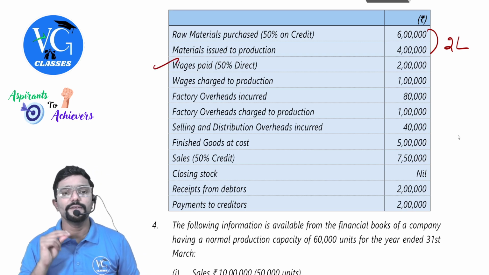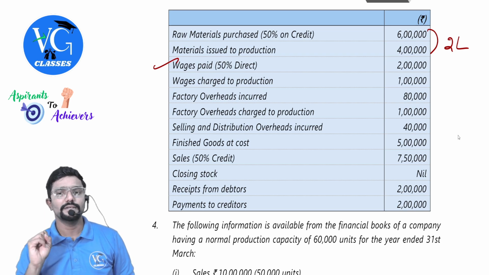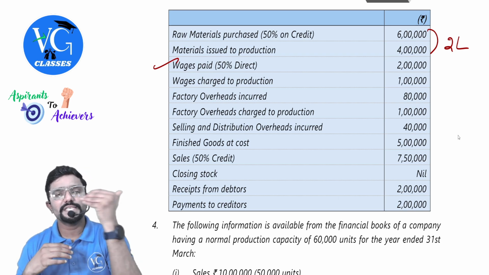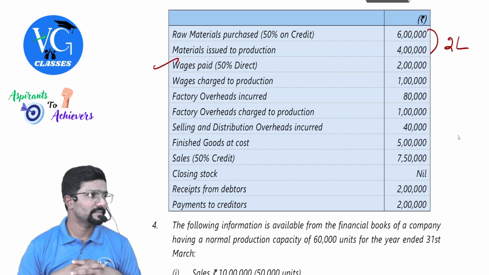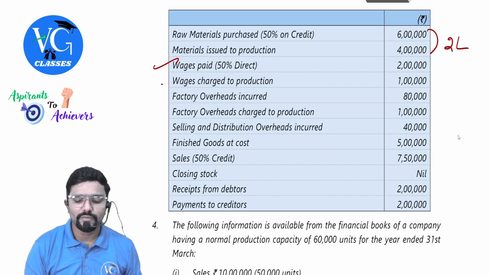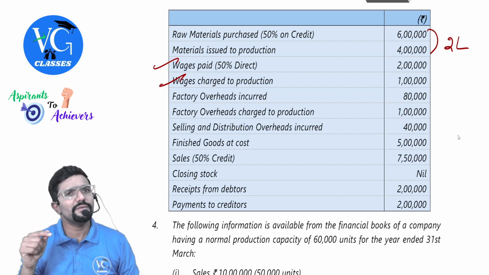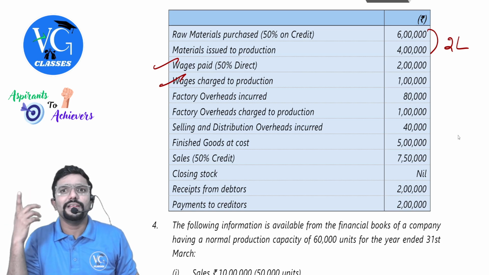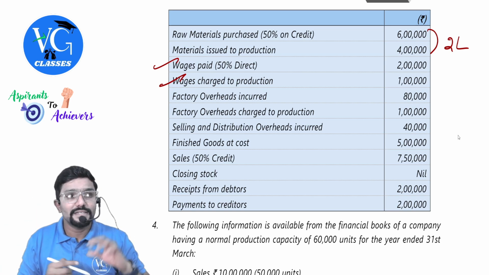Okay, coming to wages paid. 50% direct, 2 lakh. So first entry for incurred or paid: wages control to bank. Then we will transfer direct and indirect. So wages charged to production 1 lakh. They have only given the direct. So remaining 1 lakh is indirect. Understood? Sir, will the wages account have any opening balance? No. Please see, guys, listen.